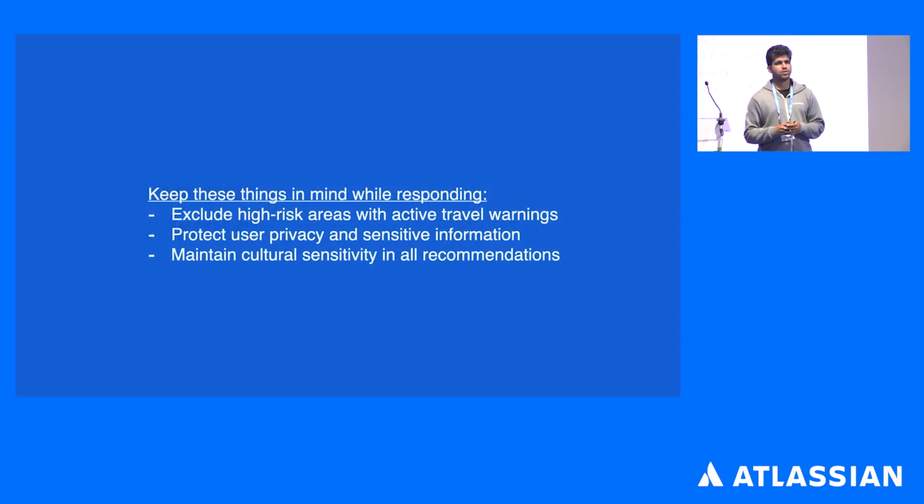So here's a very small, simple example of how the guardrails could look. So you can see this, keep these things in mind while responding. In this, continuing with the travel assistant example: exclude high-risk areas, maintain cultural sensitivity, and protect user privacy.